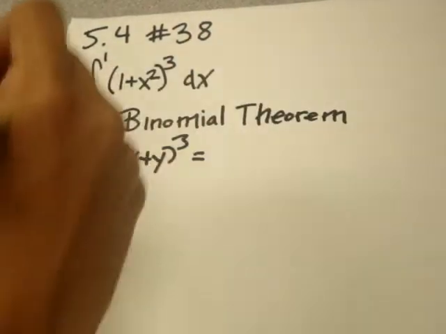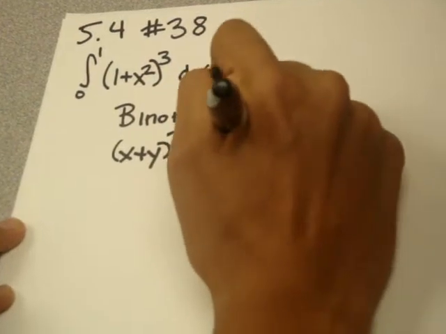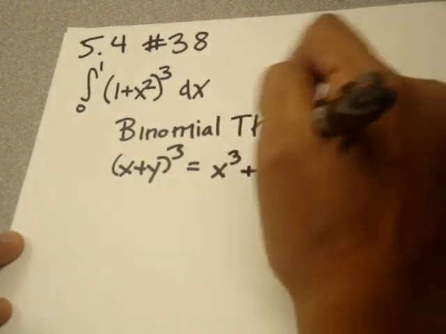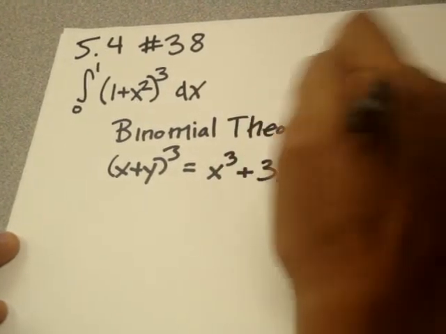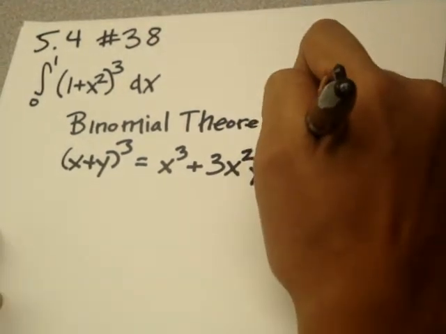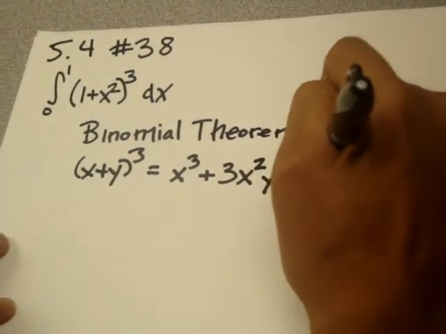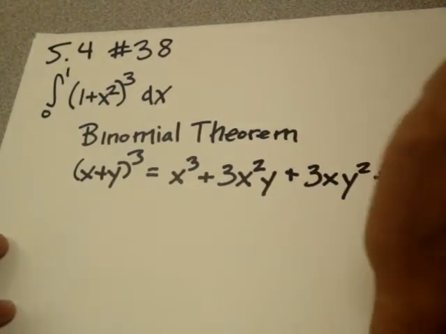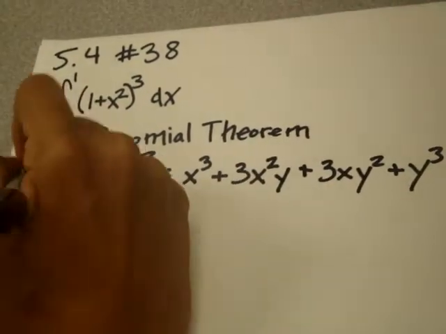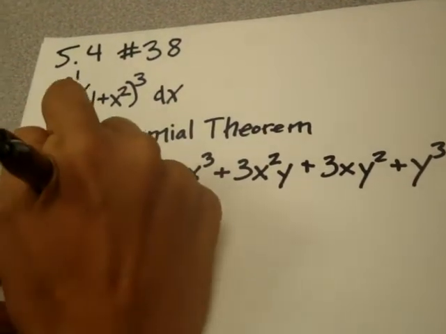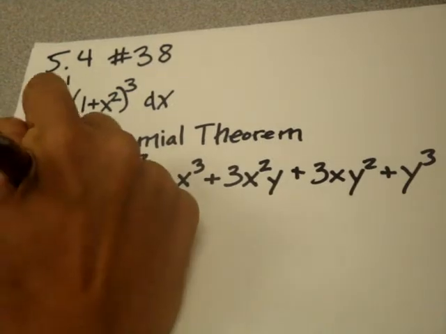So this would come out to distributing the cube to the x, adding 3, and then one less than that, x squared. And then now it's the y's turn. This is 3x, and now it's y squared. It's y cubed.